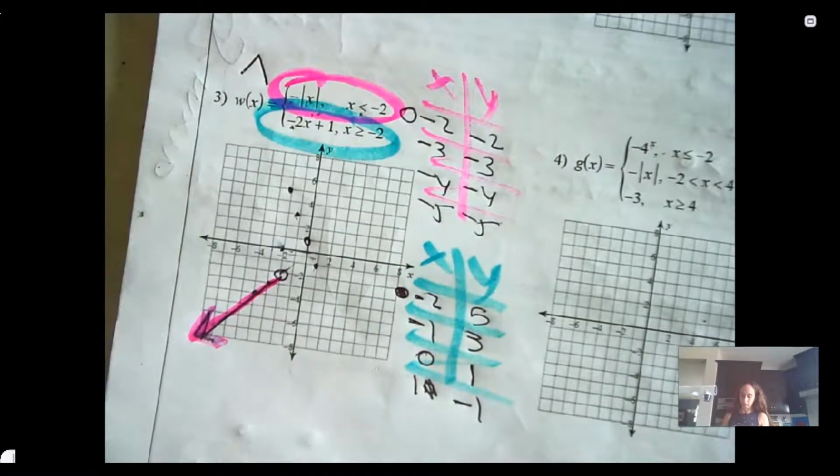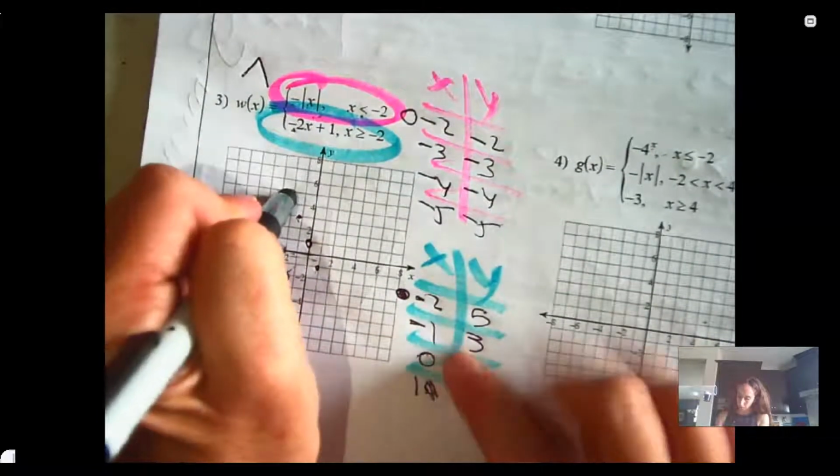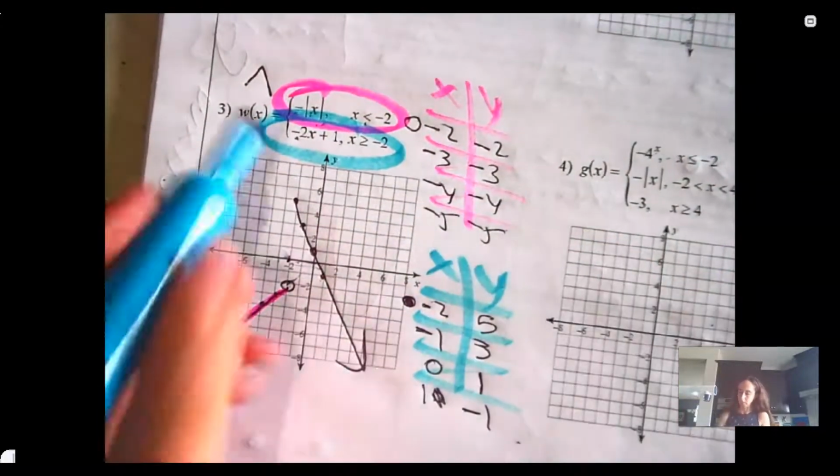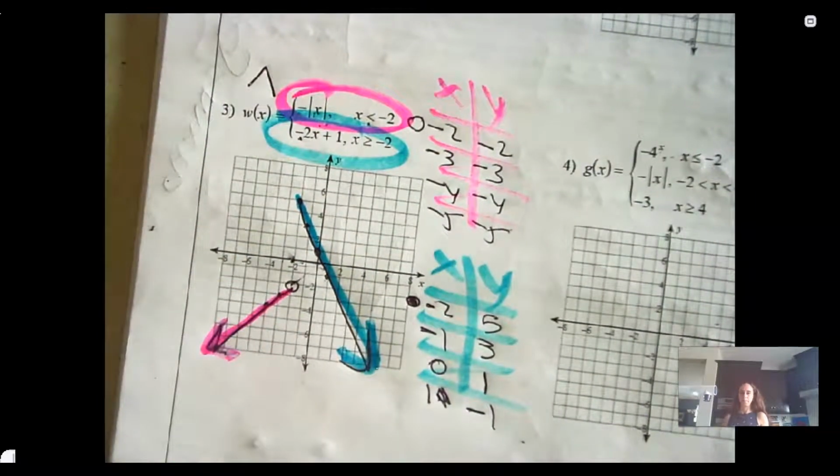And then this one: negative 2, 5; negative 1, 3; 0, 1; 1, negative 1. It's going forever, isn't it? So this was closed circle, and we go forever like this. Okay, let's do one more.